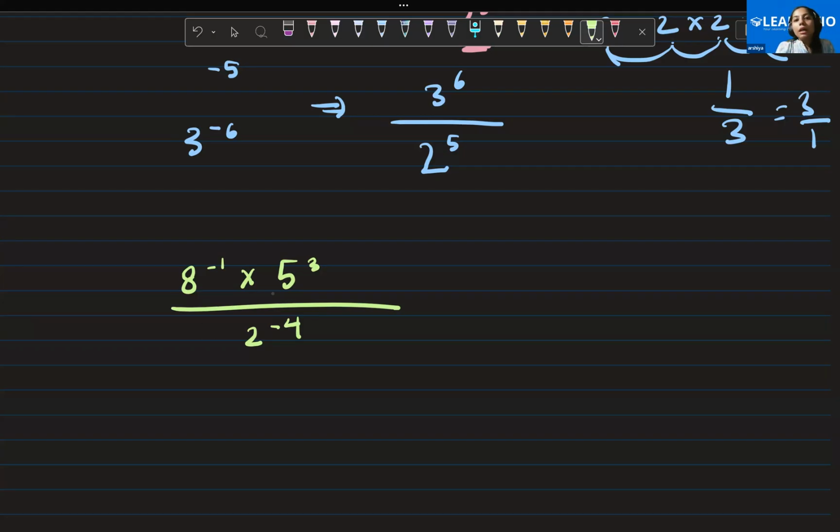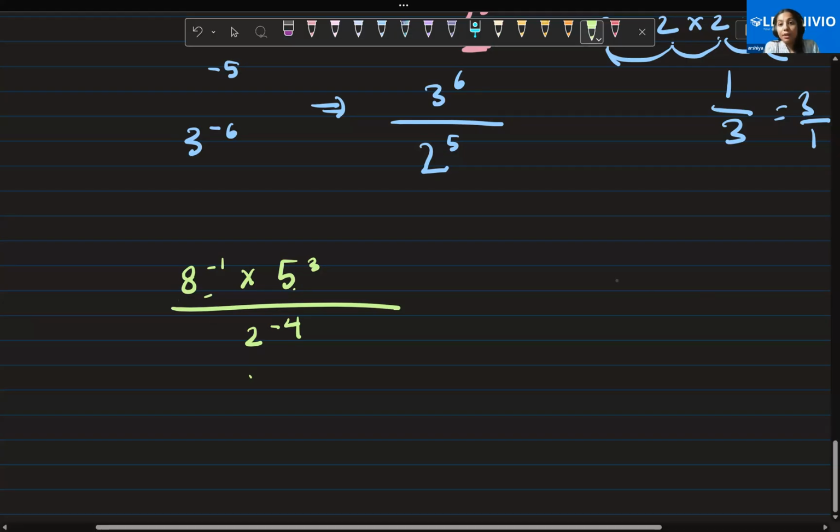Okay. So we don't have any same bases, right? All the bases are different, 8, 5, and 2. And all the powers are also different. So what we are going to do is we look for numbers that we can change. Now 8, I will rewrite 8. How will I write it? 8 can be written as 2 into 2, which is 4, into 2. So 2 twos are 4 and 4 twos are 8. So how can I rewrite 8? I can rewrite it as 2 raised to the power of 3.